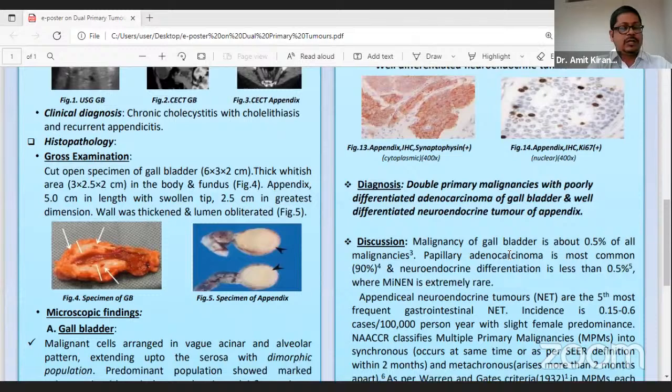In spite of the histological confusion of MiNEN in gallbladder, double primary malignancies was a more reasonable diagnosis as it was proved by IHC and corroborates with the NAACCR definition as well. In conclusion, this case highlights two facts: that histomorphological resemblance can mislead the diagnosis, which can be eliminated by use of IHC and demands more regular practice.